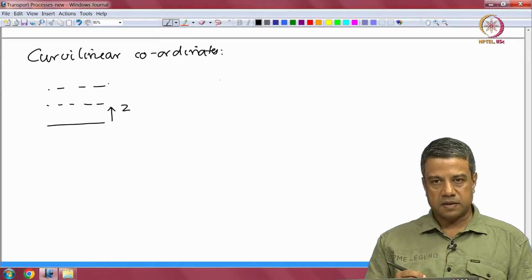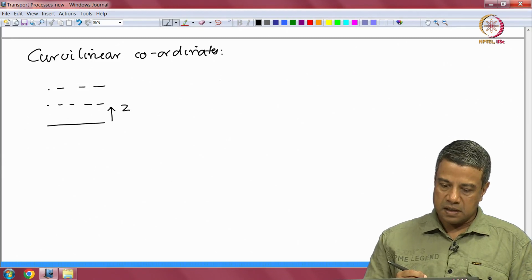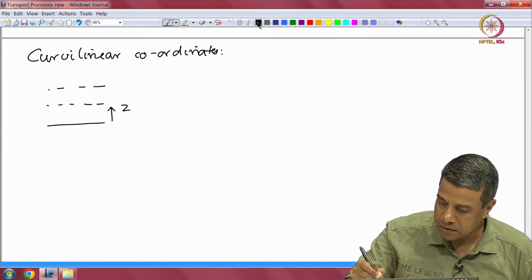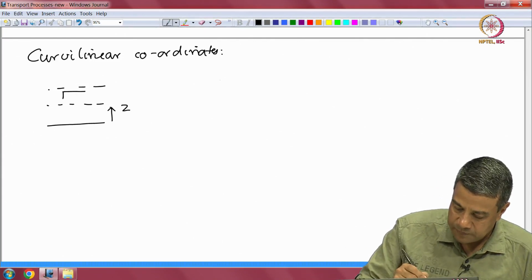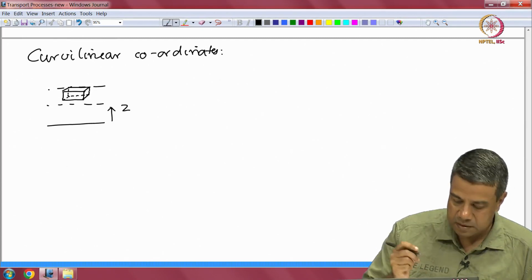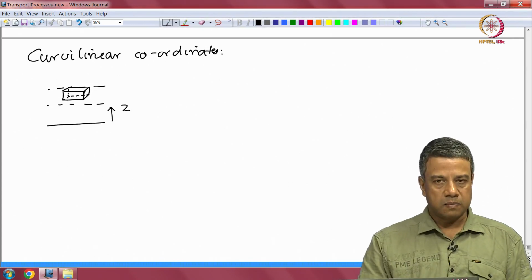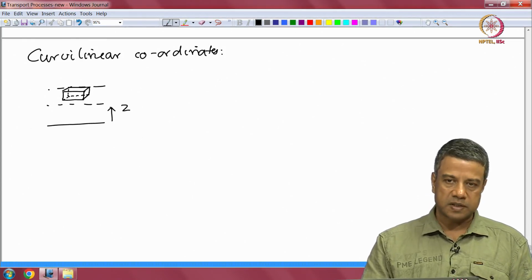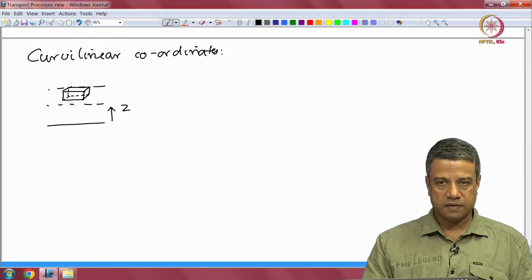The surfaces of constant z are planes, and therefore, when we constructed our differential volume, we took a cubic volume in which the surfaces of the volume are all planes. So, because of that, the surface areas of opposite sides of this differential volume are equal in all cases.